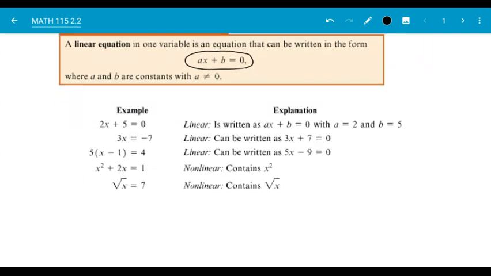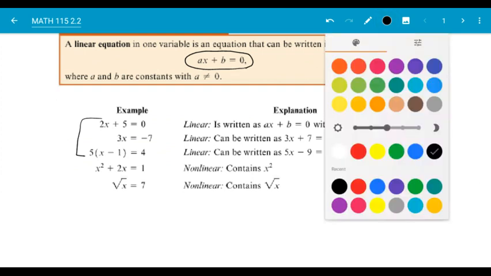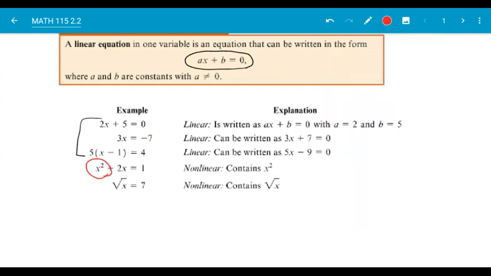All right, so we have 3 examples of linear equations and then a couple that are not linear. The thing that makes this guy not linear is the x squared. Can't have any powers other than 1 if you're going to stay linear. And again, the only thing that makes this one not linear is that square root, which again is its power. And so we can't have a power in there that is anything other than 1.